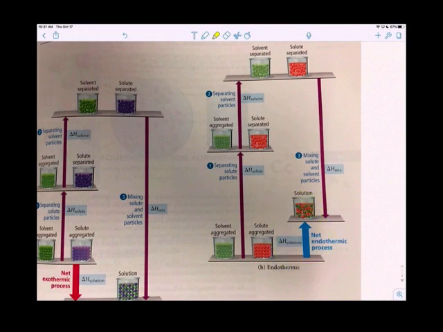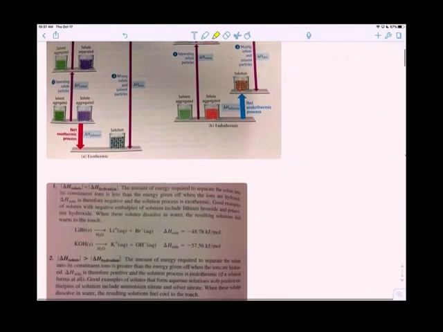And certain solutions do form that are endothermic. So ammonium chloride, for instance, that one's endothermic, and you can use that in things like icy cold packs, for instance.